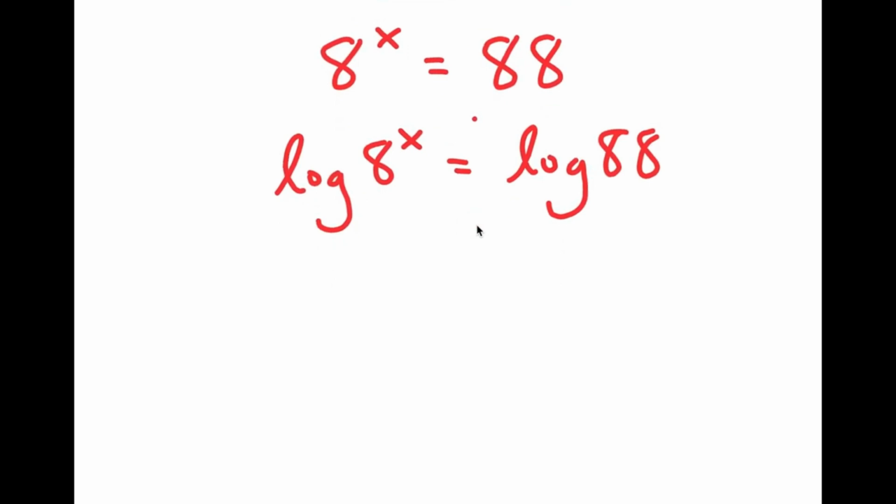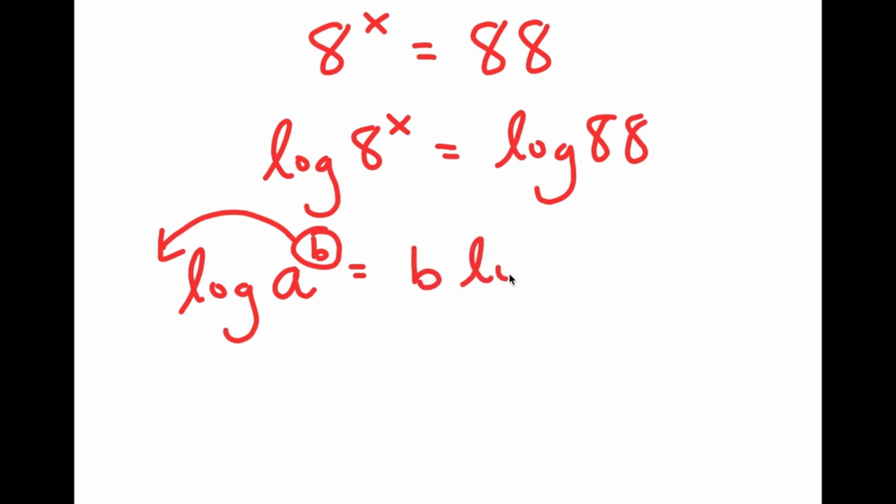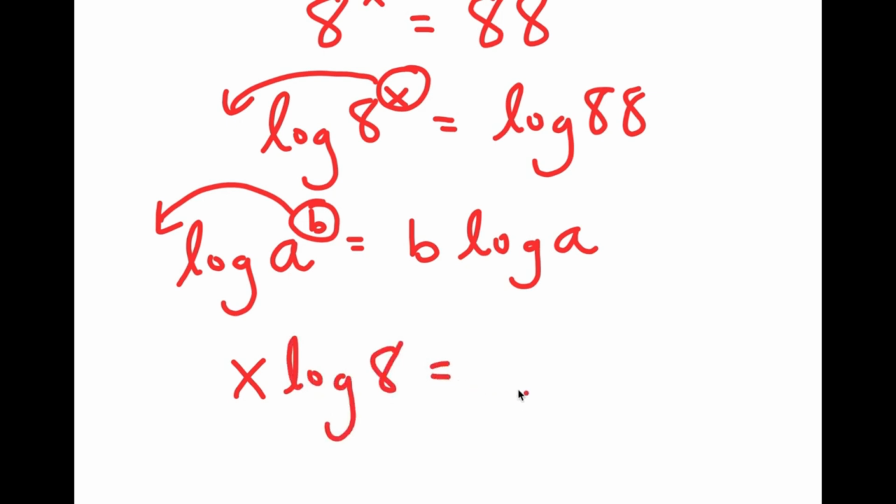Now, if I have something in the form log of a to the power of b, I can move this exponent b to the front, so this is going to equal b times log a. In this case, I have log 8 to the power of x, and I can move x to the front, so I get x times log 8 is equal to log 88.